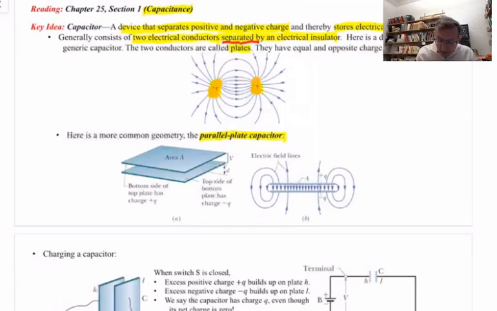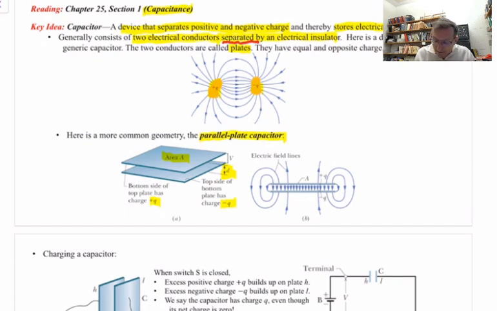So you can see there's an upper plate and a lower plate. They each have the same overall surface area, A, and they're separated by a distance, D. What we're going to do is build up positive charge, plus Q, on the bottom side of the top plate, and an equal but opposite amount of charge, negative Q, on the top side of the bottom plate. And that will produce electric field in the region between the plates. That will produce a potential difference between the plates.